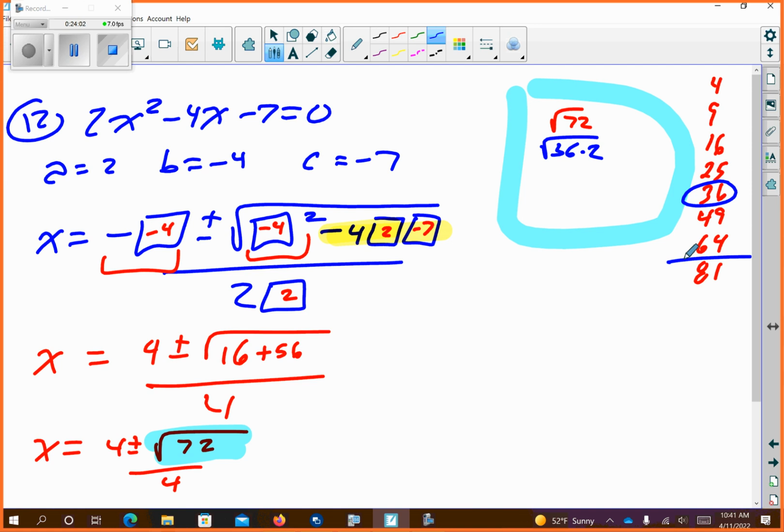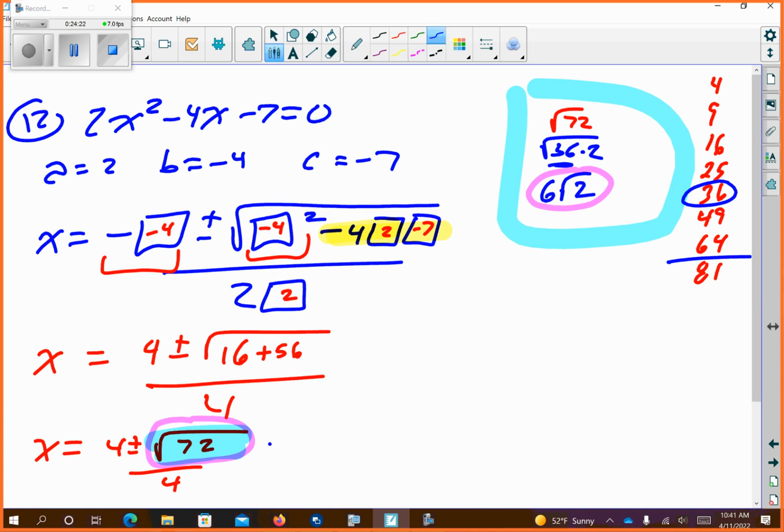You start from your line and move up on your calculator. Go 72 divided by 64. Nope. 72 divided by 49. Nope. 72 divided by 36. Yep. So this right here is going to give me an answer of 6 root 2. So this here will replace this whole thing here.